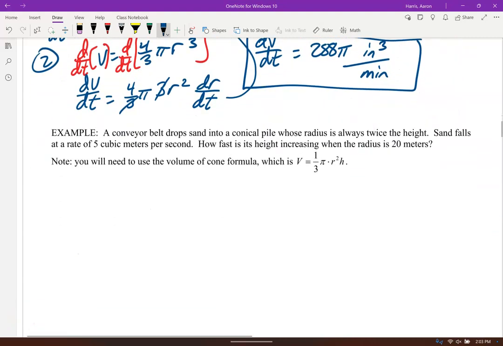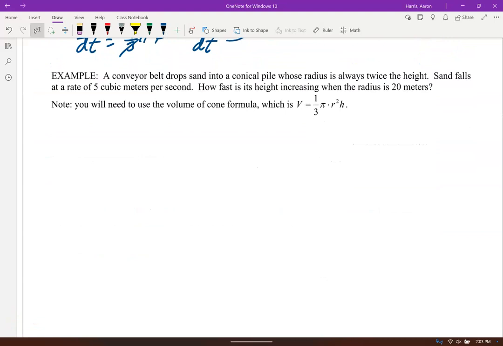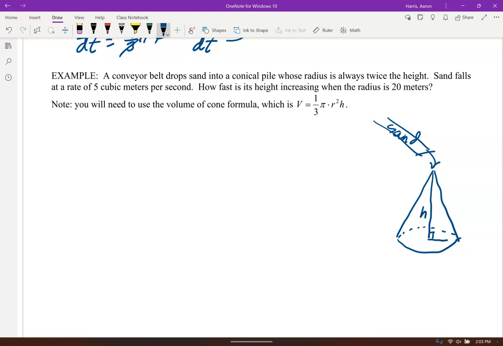All right, this next one, we've got a conveyor belt dropping sand. If you can imagine this, it's got a conveyor belt with sand that's dropping into a conical pile. I can't draw worth beans, but I'm giving this a shot here. Here's our height. Here's our radius of that thing. And notice they tell us the radius is always twice the height.